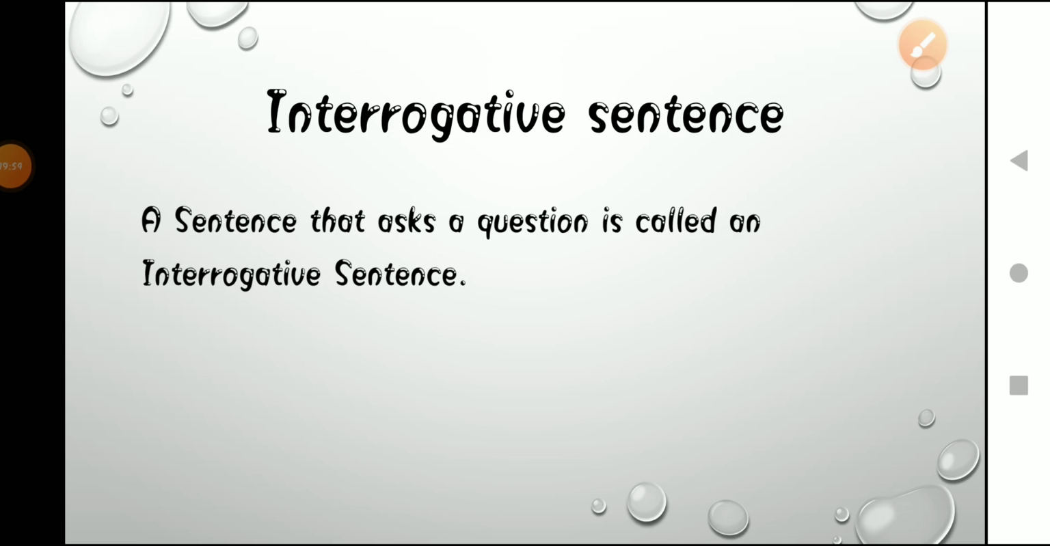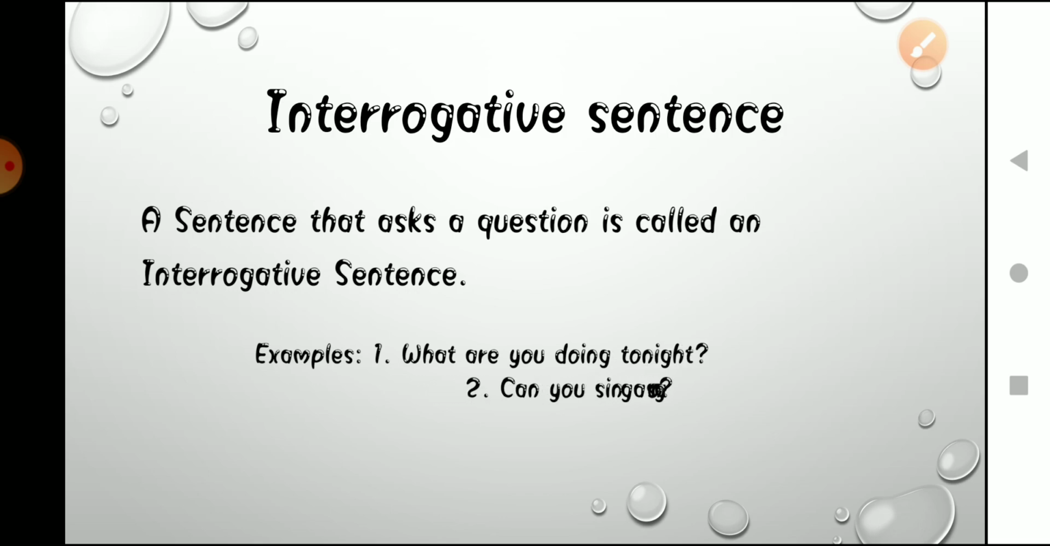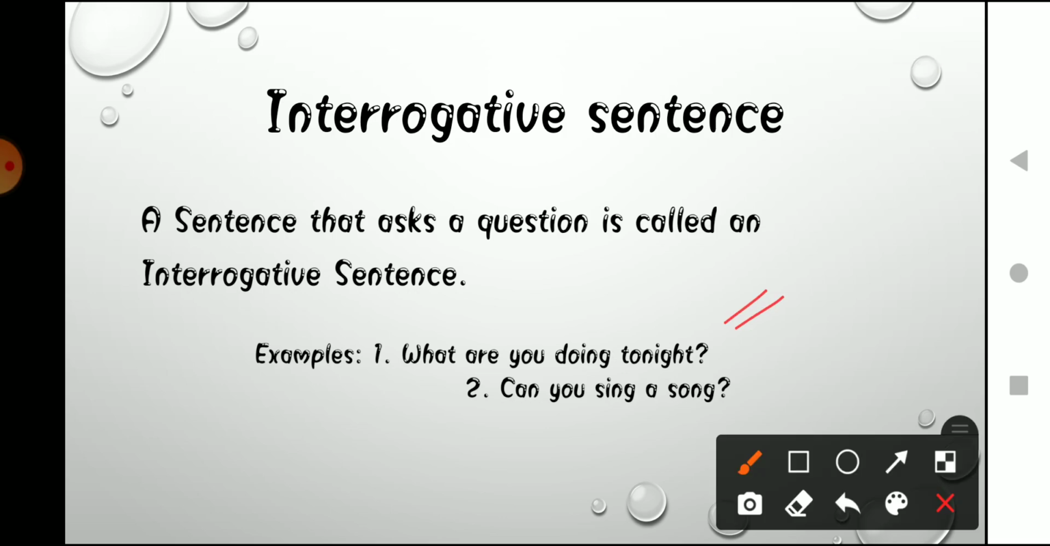Sentences in which a question is asked, or someone is asking a question, are known as interrogative sentences. For example, if I say, "What are you doing tonight?", it is an interrogative sentence. I am asking a question.